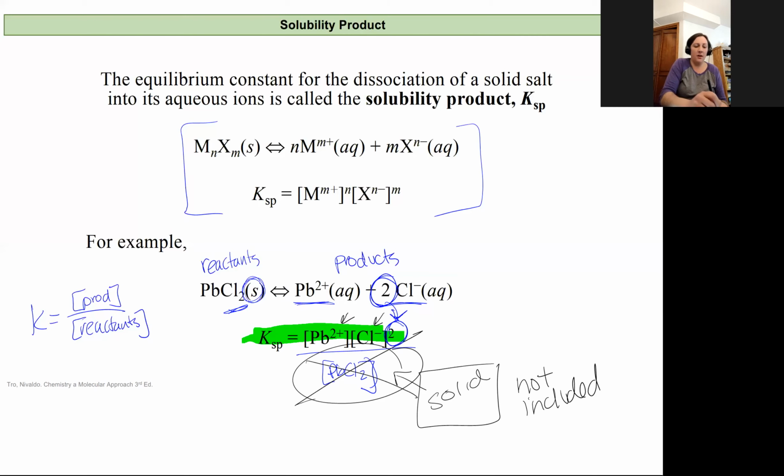And we're going to call that our solubility product rather than equilibrium constant for solvation. And I don't have a great reason why. So our solubility product will be just equal to our products when we're looking at these chemical or these physical transformations.